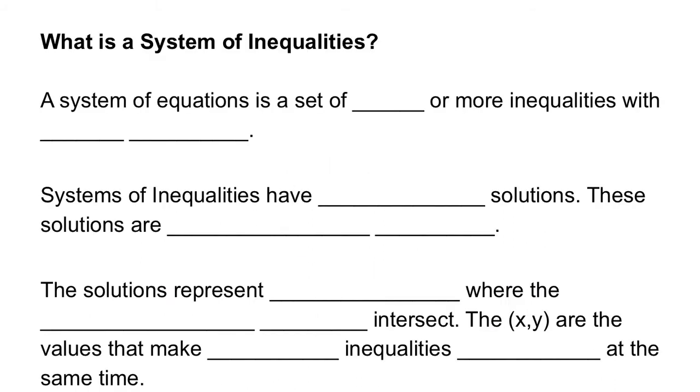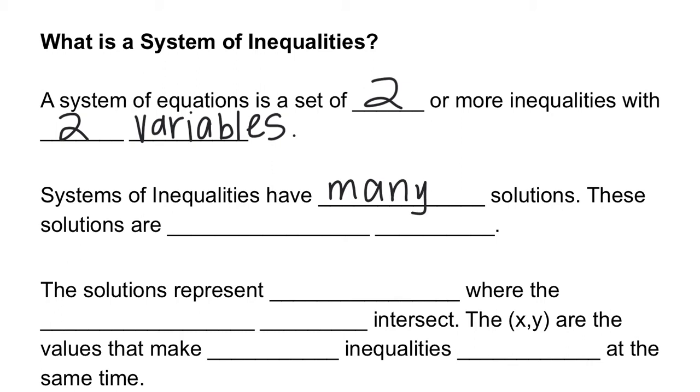So a system of inequalities is a set of two or more inequalities with two variables, just like a system of equations. Systems have many solutions. So, in a system of equations, the solution is that one point where those lines cross, period. But in systems of inequalities, there are many solutions.